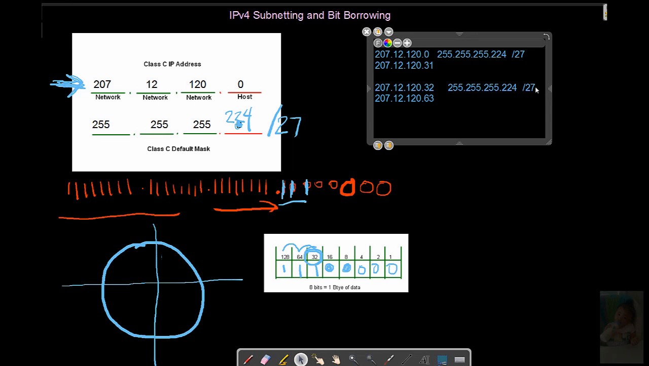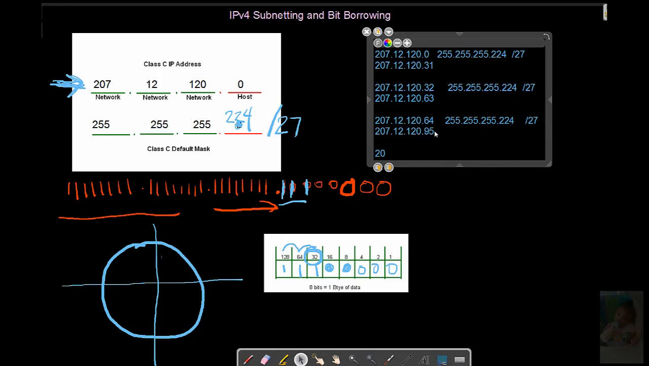Third network that we could create out of this arrangement is 207.12.120.64. Mask value remains the same. What is our broadcast? 207.12.120.95. Alright, so we're going 0 to 32 to 64 to 96, 207.12.120.96. This network is a /27. You should know what that means. 207.12.120.127. We have 1, 2, 3, 4 networks, and you can see we can keep going up here.